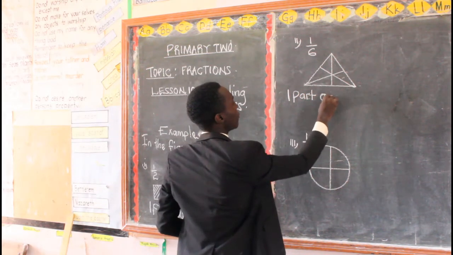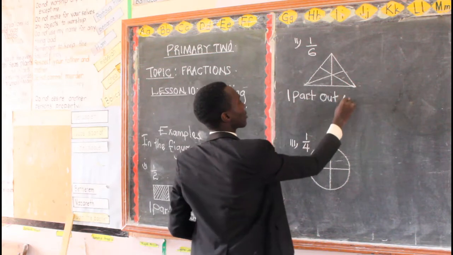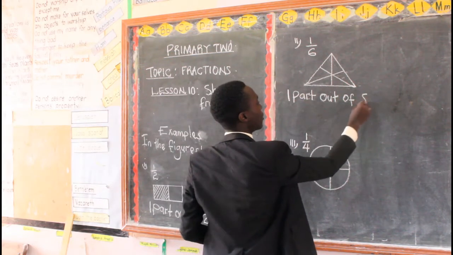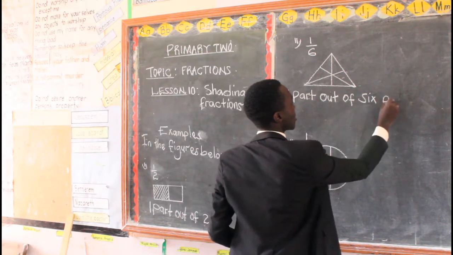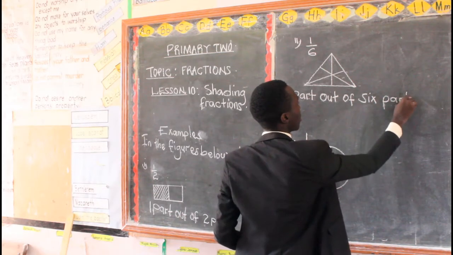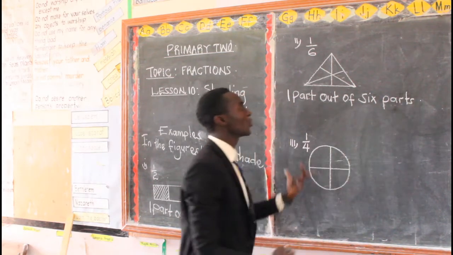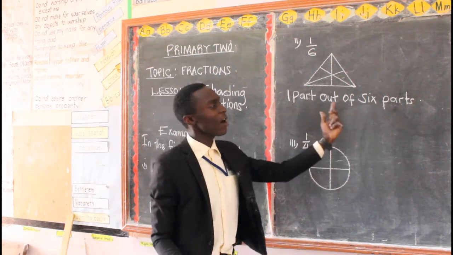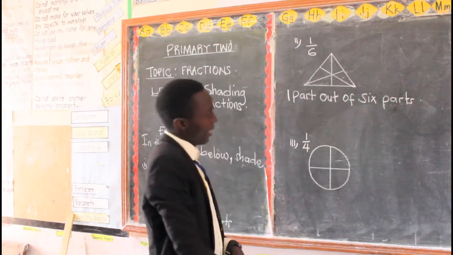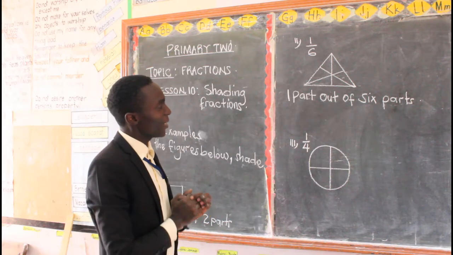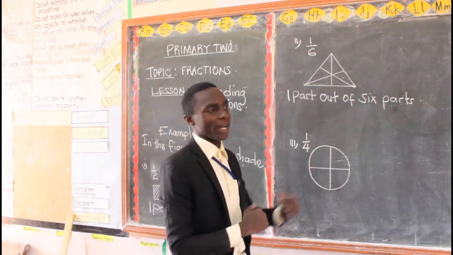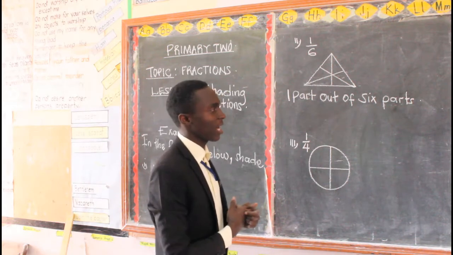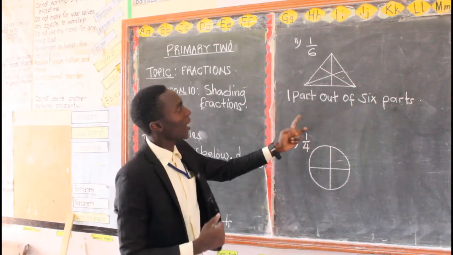We are going to shade 1 part out of 6 parts. Let's see how we can shade only 1 part out of the 6 parts. These are 6 parts. You shade 1 part. That's how the question says.